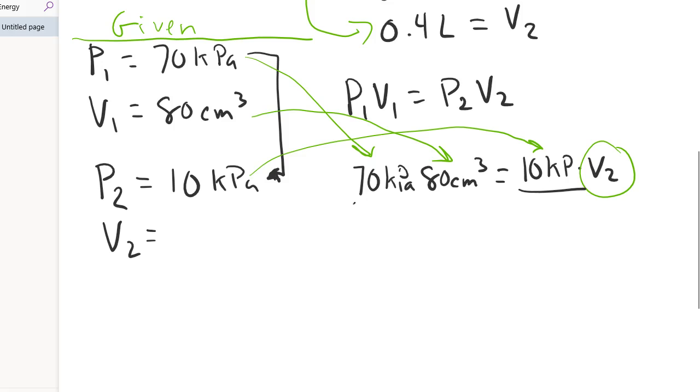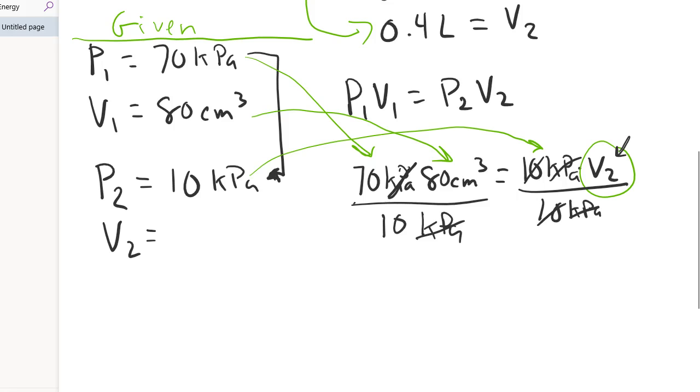So let's take a look at this equation here. In order to solve for V2, we have to divide on this side by 10 kilopascals and divide on this side by 10 kilopascals, because you're doing it on both sides. Now last time I kind of skipped a step, but I want to show you that if I divide by 10 kilopascals, the kilopascals gets divided out because kilopascal over kilopascal is 1. And 10 divided by 10 is 1. So the only thing we have left is the V2. Now on this side, we have kilopascals, which is going to cancel out this kilopascals. And then we have 70 times 80 centimeters cubed divided by 10.